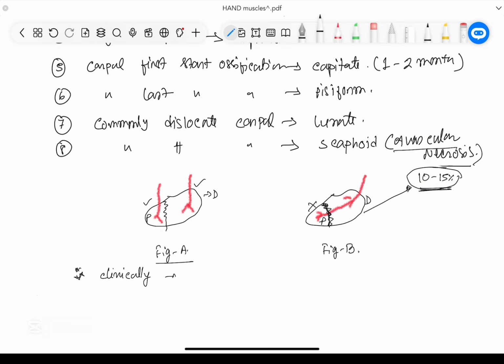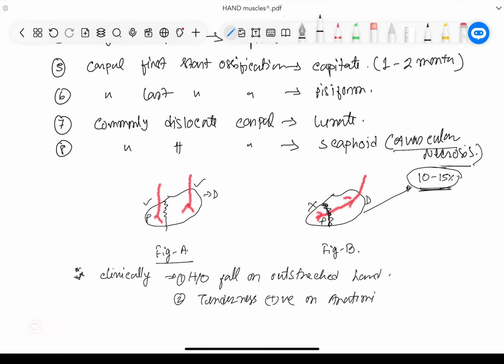Clinically, there will be two key points. Number one is the patient may have a history of fall on an outstretched hand, with pressure on the wrist joint area. Number two key point, which is very important for us, there will be tenderness. Tenderness positive on the anatomical snuff box.